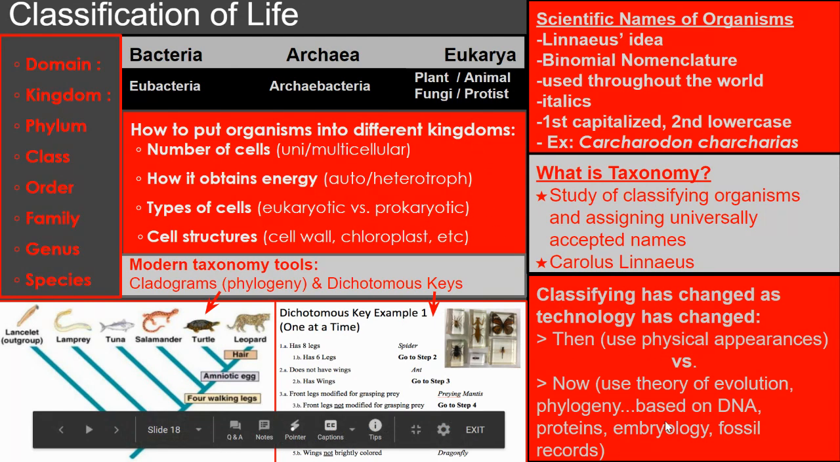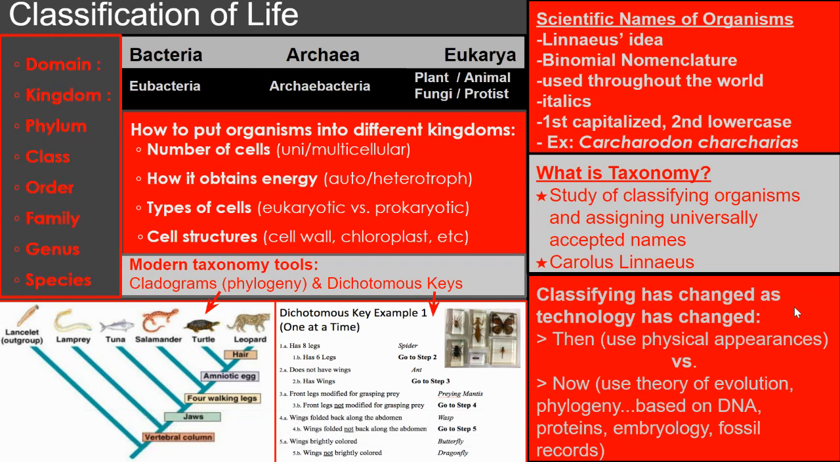Now, classification or taxonomy has actually changed over time. You can tell way back in previous times, we would just use the physical appearance of a certain organism to classify it. So, for example, the African vulture and the American vulture were classified the same because they both looked like vultures. But nowadays, we use a couple other things. We use the theory of evolution, which gives us phylogeny based on DNA and proteins. And also, we talk about embryology and fossil records.